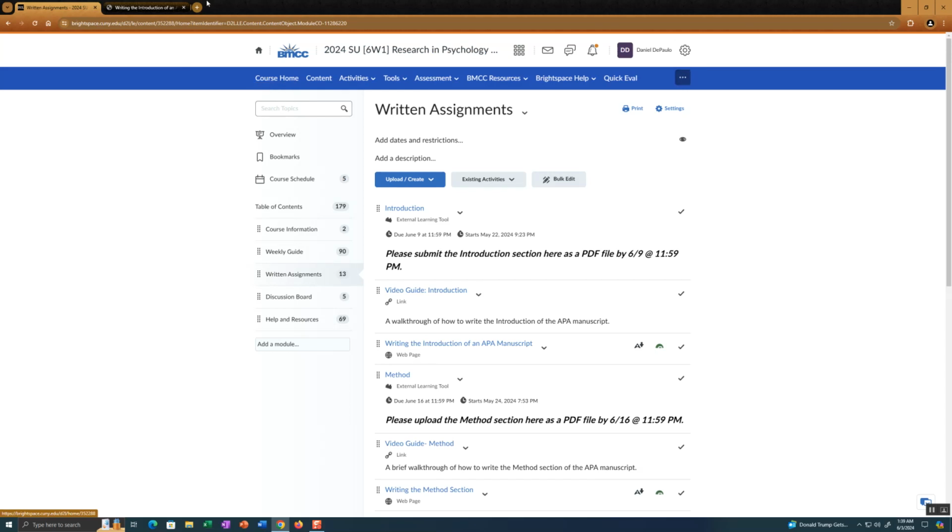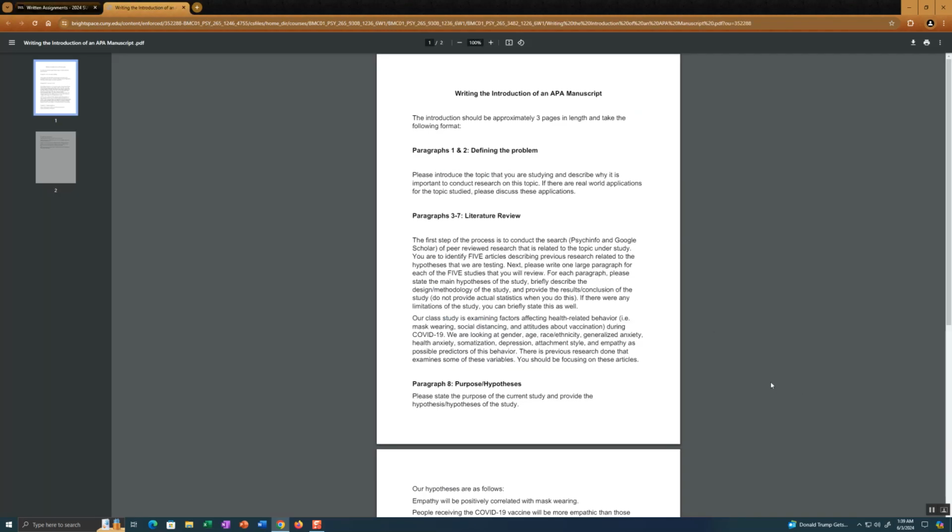So let's look at those written instructions. Paragraphs 1 and 2 define the problem. So the first thing you're going to do is you're going to start the introduction obviously on a new page. You don't have to write the title introduction because in the APA manuscript we don't write the word introduction as the title of the introduction section.